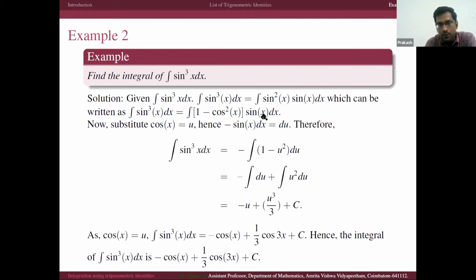But here I am using an entirely different substitution, a different identity. If I use this identity and this substitution, I need to do at least 3 to 4 steps to evaluate the integral: one step, second step, third step. This is the final one. So here I am getting minus cos x plus 1 by 3 cos 3x plus c, right?